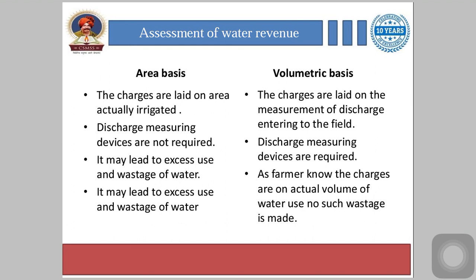Assessment of water revenue. Now we will see the comparison between the area basis and volumetric basis. In area basis, the charges are laid on the area actually irrigated, and in volumetric basis the charges are laid on the measurement of discharge entering the field. So discharge measuring devices are not required in area basis, and discharge measuring devices are required in volumetric basis.